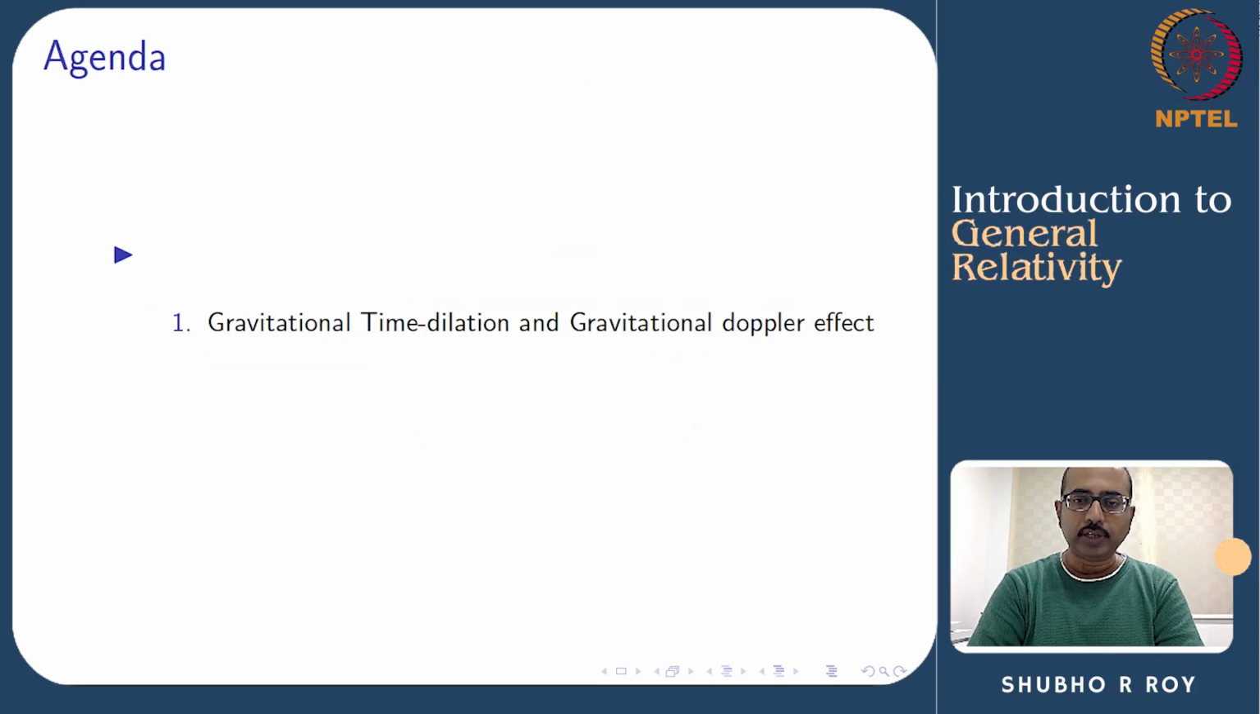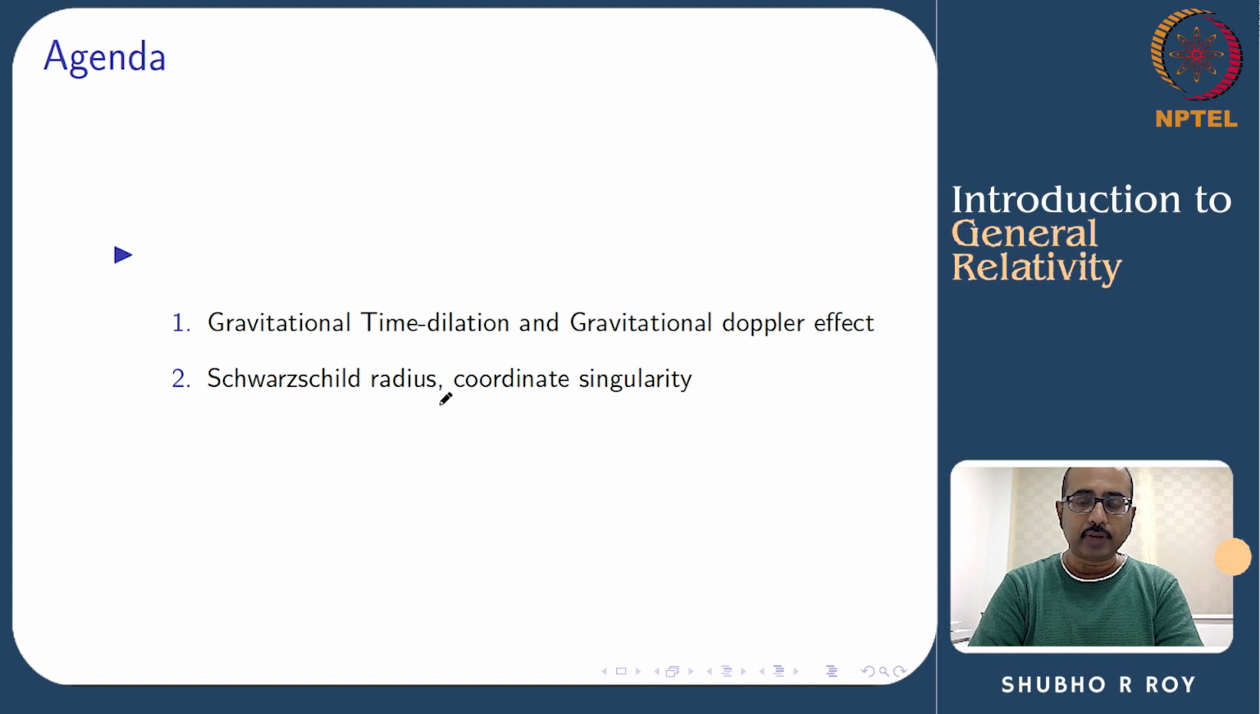Let's look at what's on the agenda today. First, as I said, in the context of the Schwarzschild solution, we will discuss the phenomenon of gravitational time dilation and gravitational Doppler effect. Although we will discuss it in the context of the Schwarzschild solution, this phenomenon is actually fairly generic, and it happens in gravitational fields in general. It doesn't have to be the Schwarzschild metric necessarily. However, we will discuss this in the context of the Schwarzschild geometry.